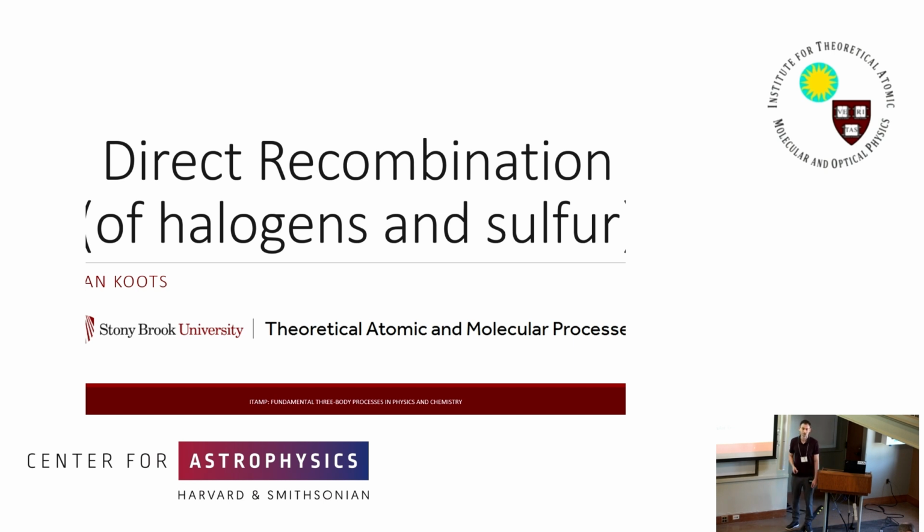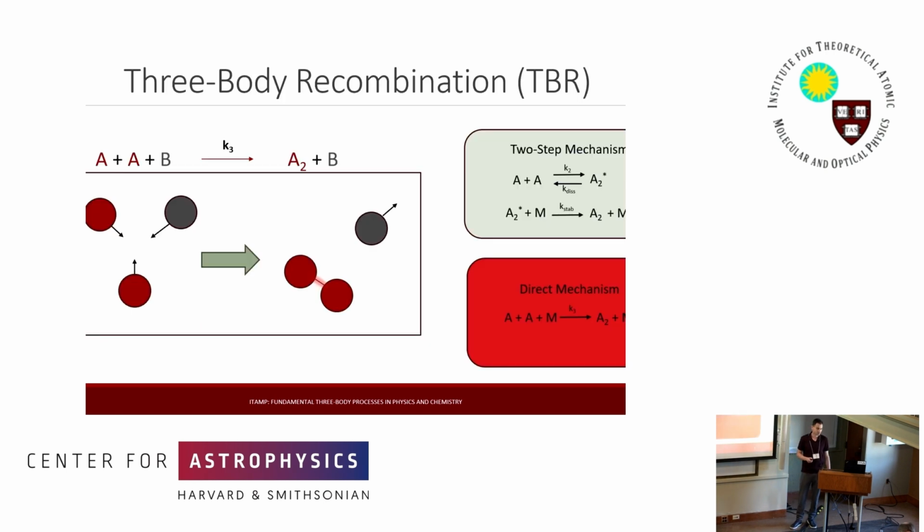Just an introduction, I'm Jesus' graduate student. Today I'll be talking about the direct recombination of halogens and sulfur. First I'm going to start with a simple definition that I'm sure everybody here knows, which is just a three-body recombination of atoms, where three atoms combine to form a diatomic molecule at some three-body recombination rate constant. Our goal is to calculate this rate constant for various systems.